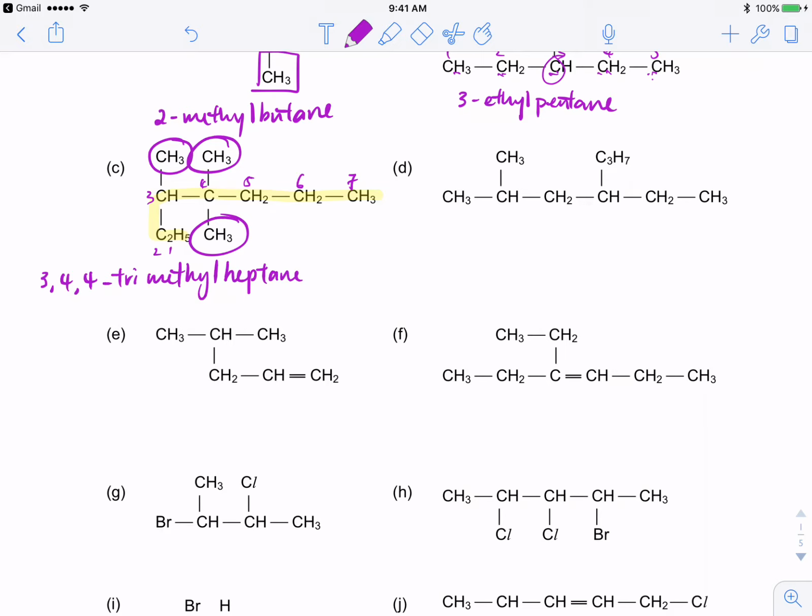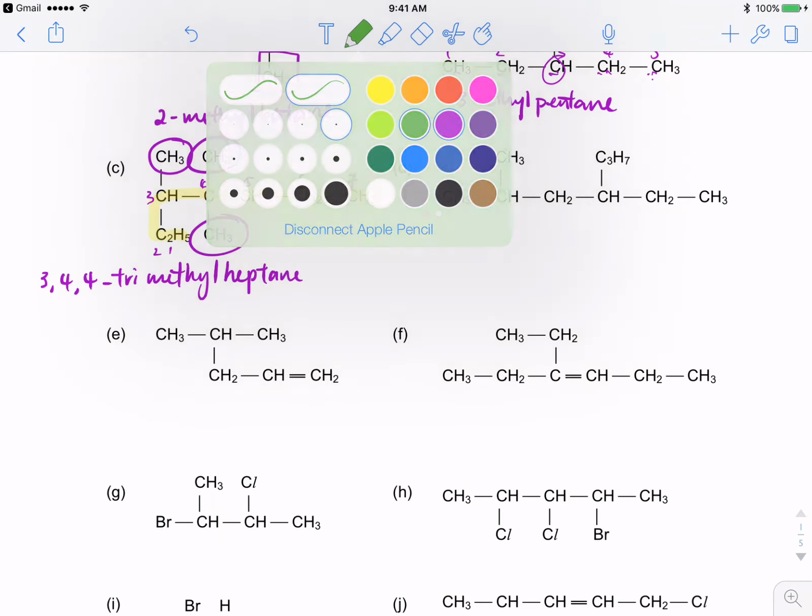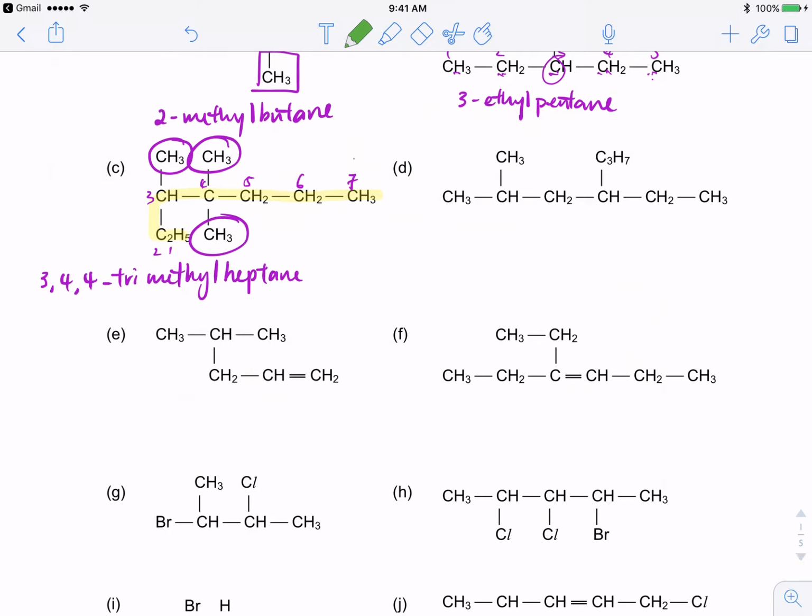Now, if I numbered it in the opposite direction, let me use a different color. So you see what I mean? If I assign it as 1, 2, 3, 4, 5, 6, 7, then it will be 4,4,5-trimethylheptane. And you see that the numbers here total 11, and here the numbers total 13. So the first answer is correct because it gives you the smaller number.